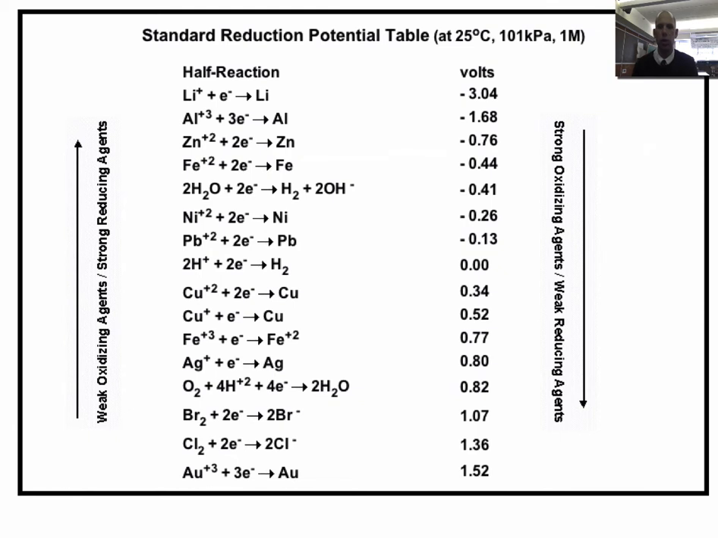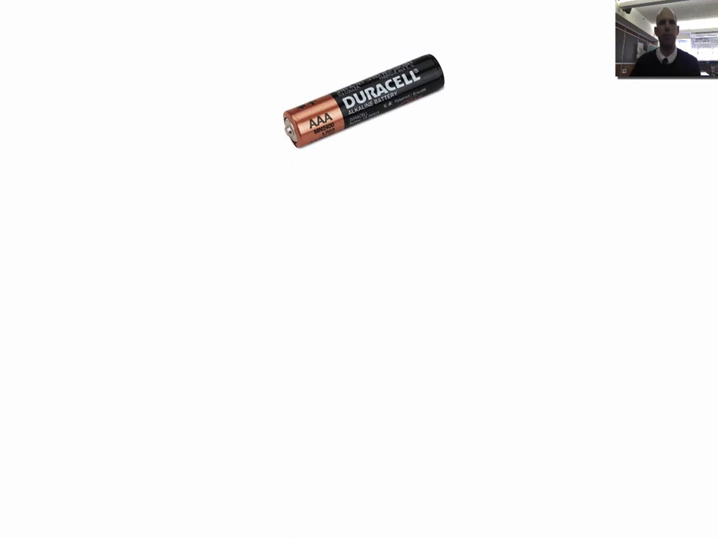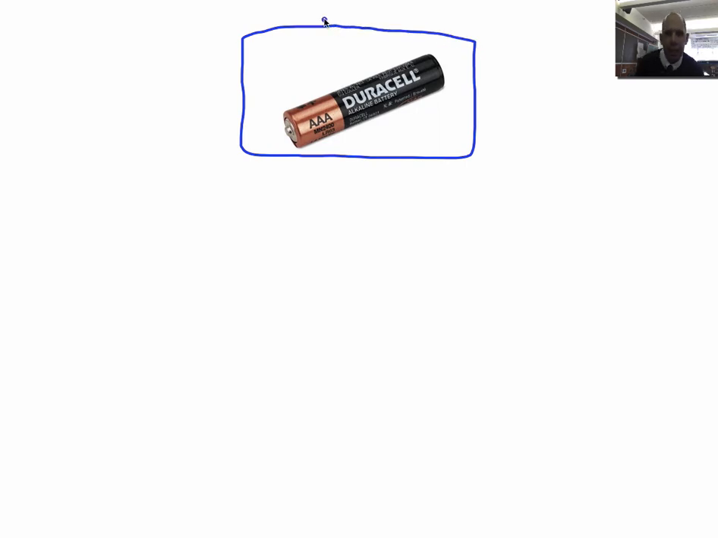In order to do problems like this, you are going to be given a chart called the standard reduction potential chart, and we'll get to that in a second. So let's look at what might be happening inside this battery. It turns out that inside every battery you have a spontaneous redox reaction, which means free transfer of electrons. And what we're going to be doing is harnessing those electrons.